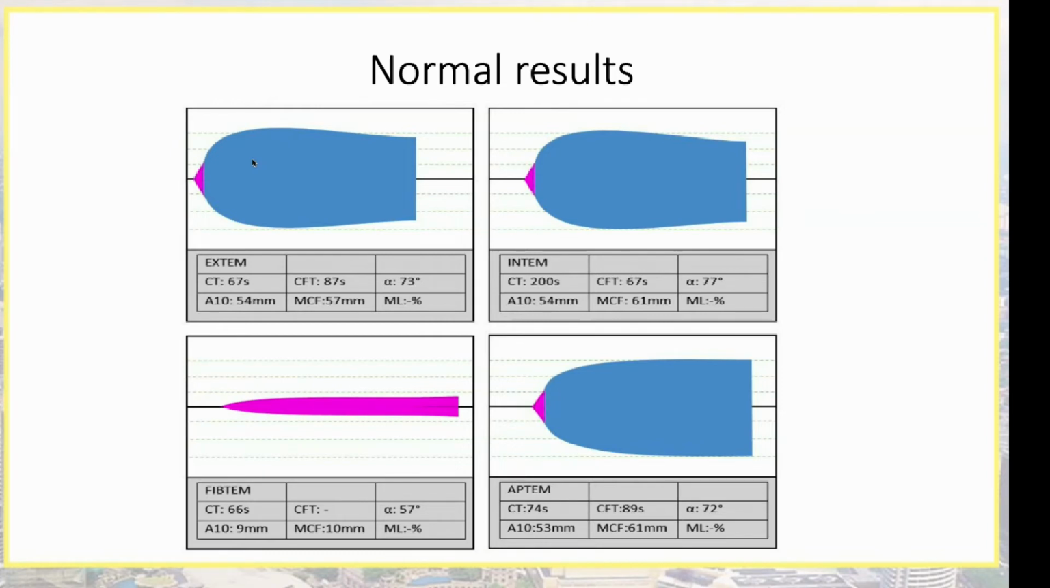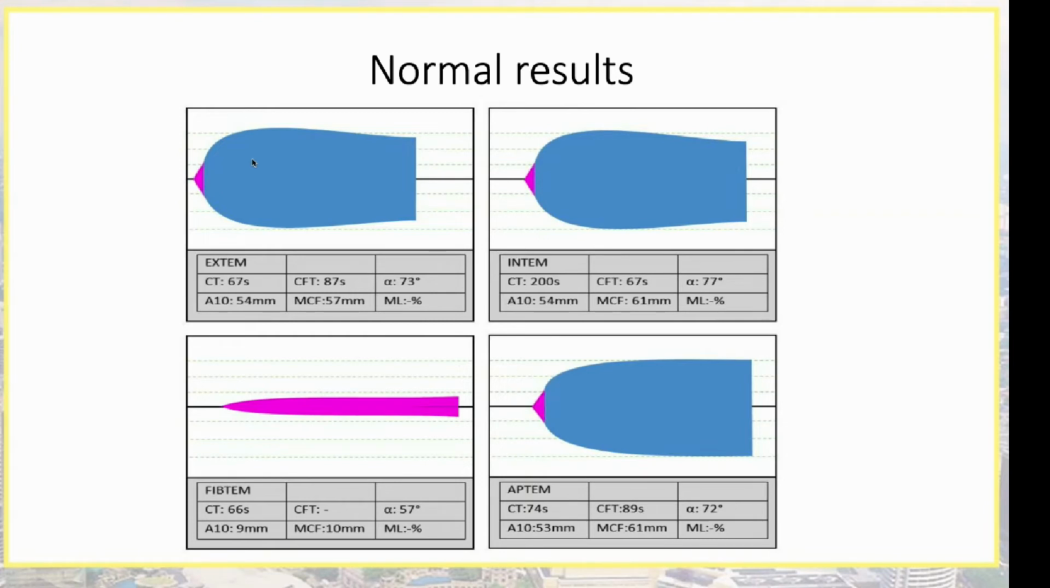Okay, and then below EXTEM is FIBTEM. FIBTEM is basically EXTEM, the same blood, we put tissue factor, so it's EXTEM. And then we add an antiplatelet, cytochalasin D, into the sample. When we add the antiplatelet, whatever results are shown in FIBTEM are solely based on the fibrinogen. There's no platelet affecting the results. That's why you can see the amplitude in the FIBTEM is much lower than the EXTEM.